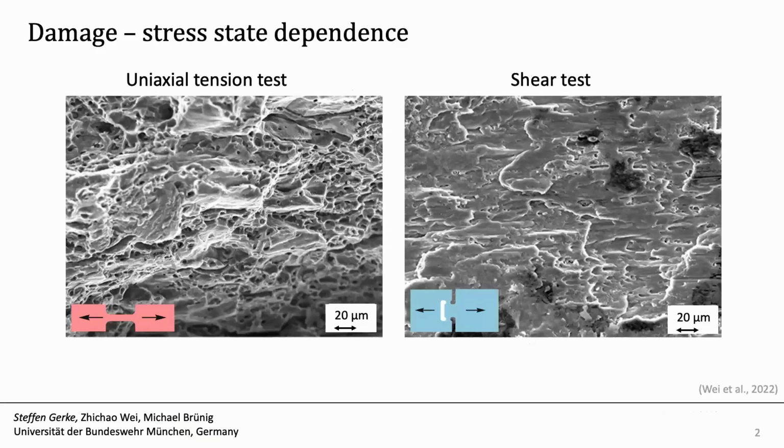Let's start. Ductile damage is known to be stress state dependent. If you have stress triaxialities around 1/3, like in a tension test, you get rather void-dominated damage mechanisms, or if you have a shear test, like indicated here, you get the smearing of the pores, and you have, in the SEM image, some aspects like shown here.